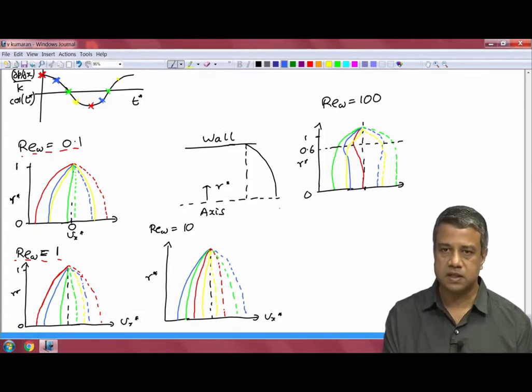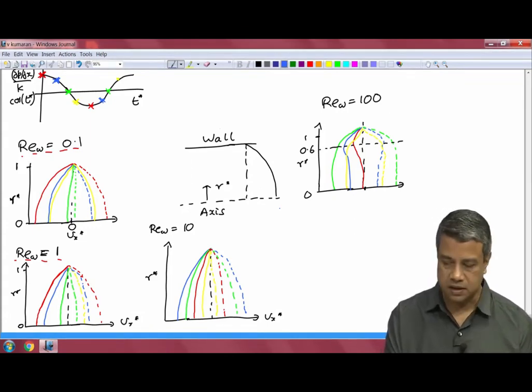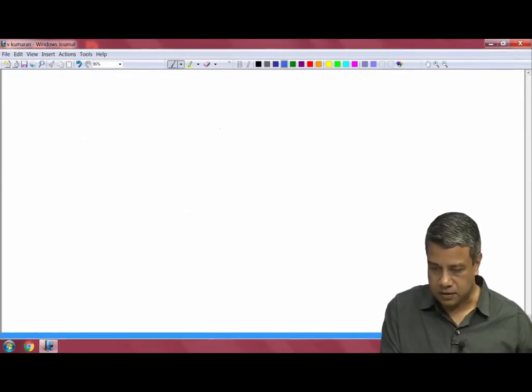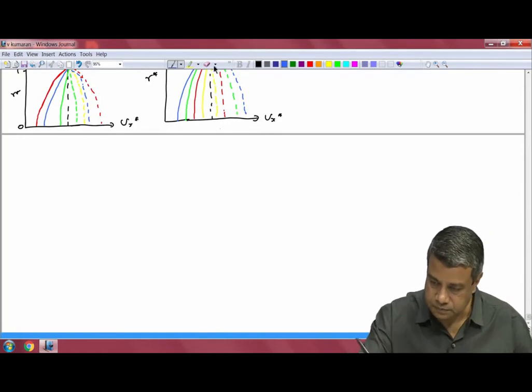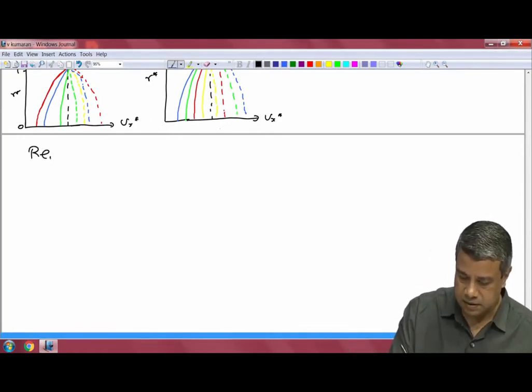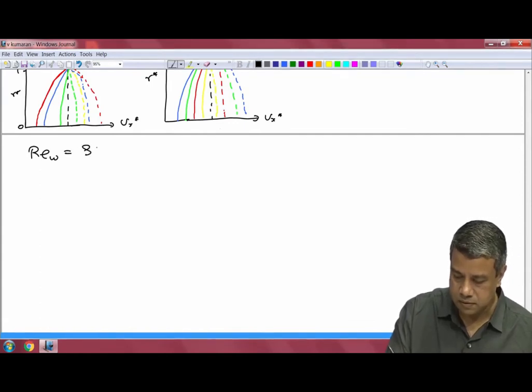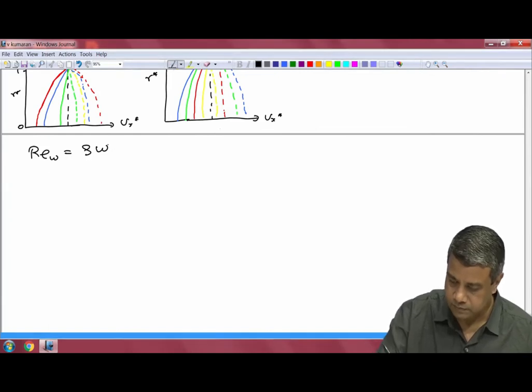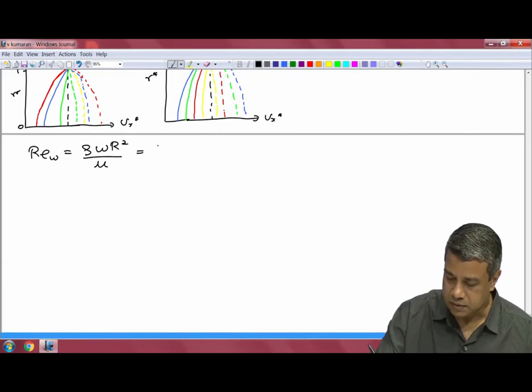Can we use some physical reasoning in order to determine the nature of the velocity profile in the limit of low and high Reynolds number? So, first things first, the Reynolds number is equal to rho omega r square by mu, which is omega r square by mu.